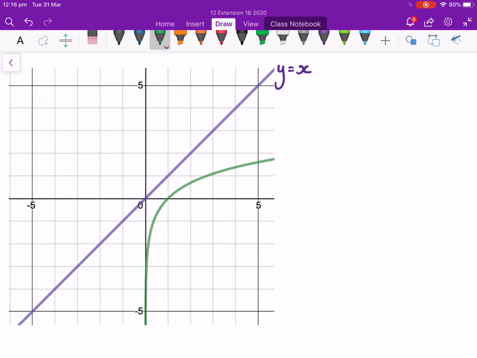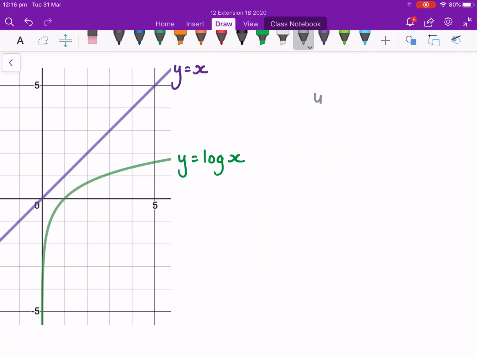So that's the graph of y equals x. This is the graph of y equals log x. Now, just a reminder, the overriding function we're looking at is y equals log x over x. To help us with this, we need to know a few characteristics of both the functions. Y equals x is quite familiar, and we should be a bit more familiar now with the graph y equals log x.